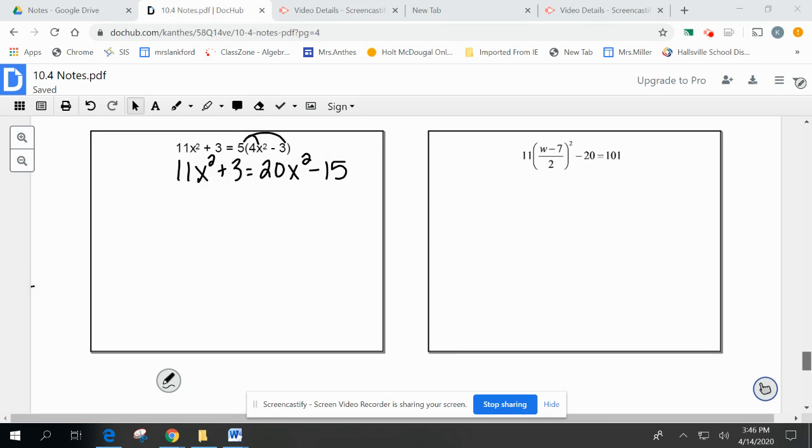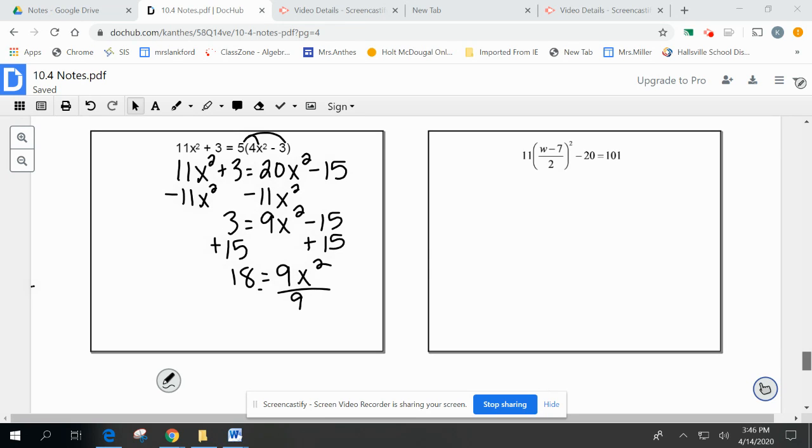And then after I distribute it, I'm going to try to get x squareds on one side, numbers on the other. So I would have 3 equals 9x squared minus 15, add 15. And I would get 18 equals 9x squared, divide by 9. x squared equals 2, square root, and I would get x equals plus or minus 1.41.